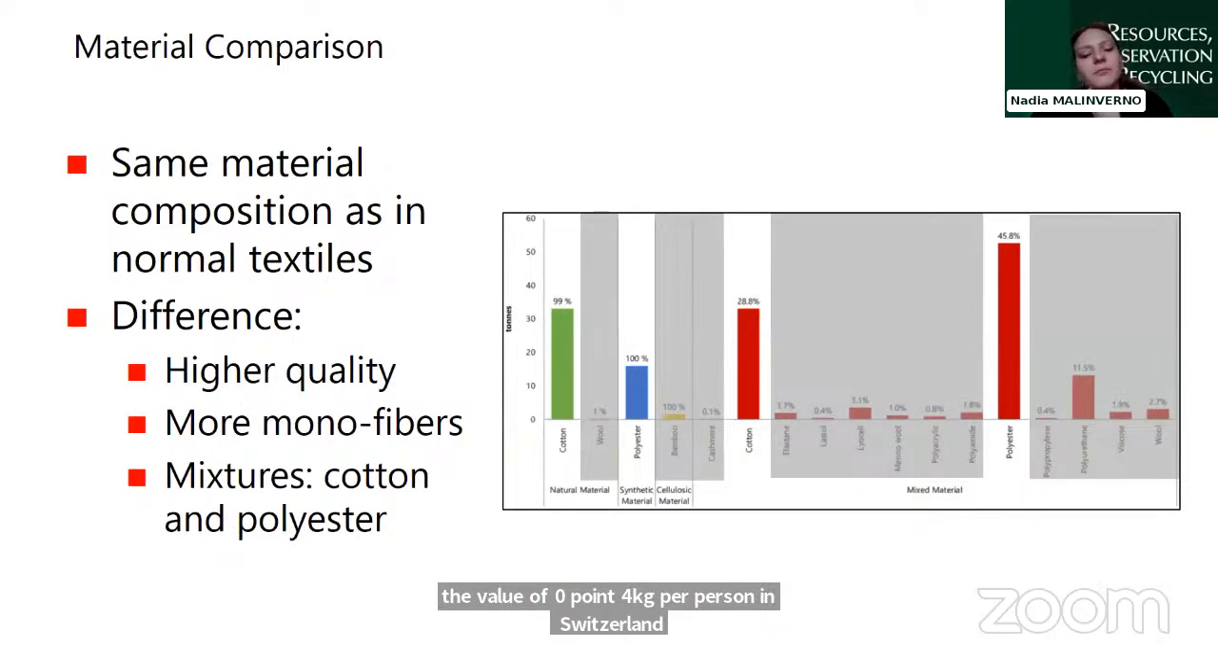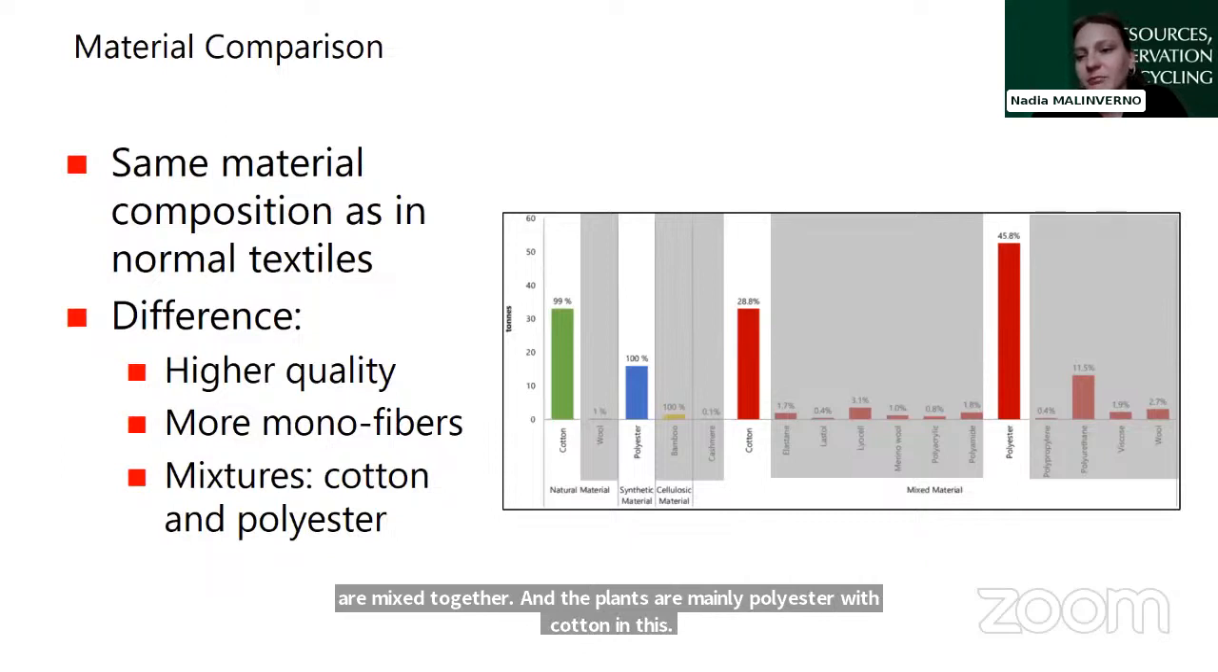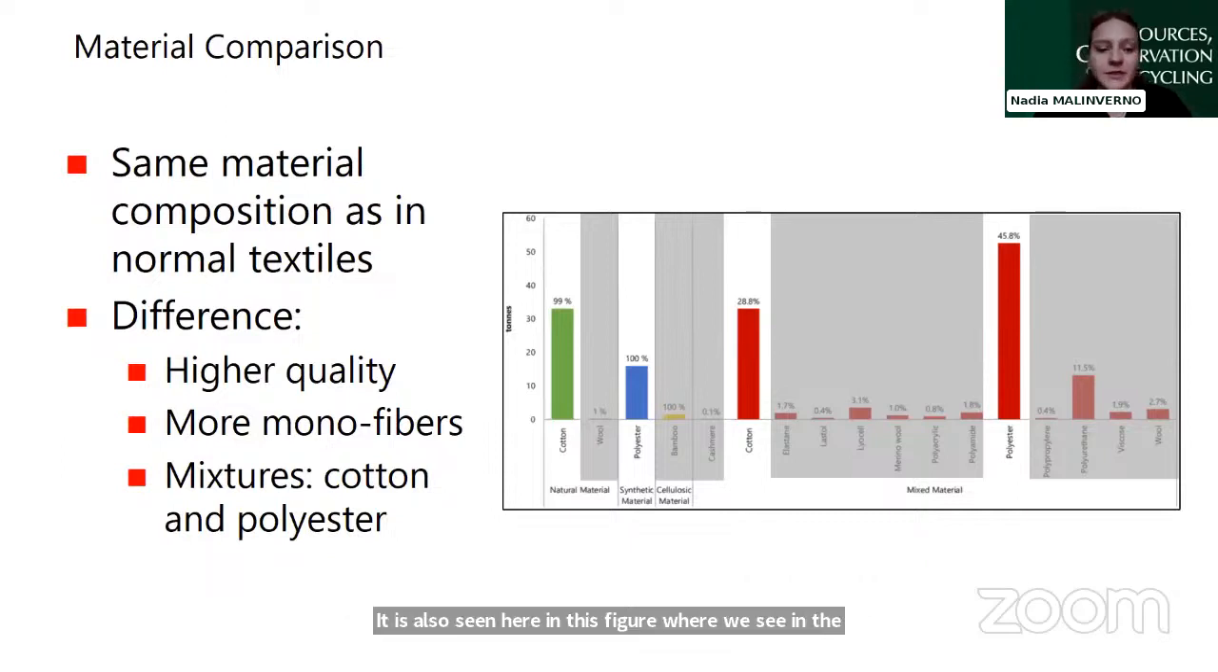Our work made it possible for the first time to obtain information about the quantities and the materials in workwear. And there are no big differences in the material composition of workwear and normal clothing. However, it can be said that higher quality materials tend to be used in workwear as companies focus on durability. Moreover, in the workwear, rather few fibers, mostly only two, are mixed together. And the blends are mainly polyester with cotton. And this is also seen here in this figure, where we see in the mixed materials, cotton and polyester are represented in higher quantities.